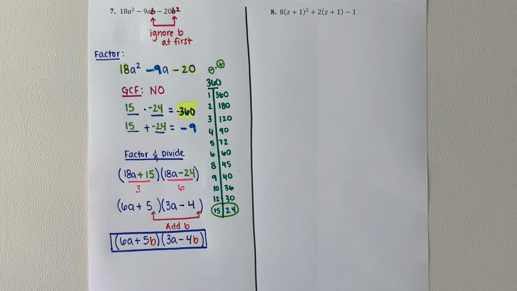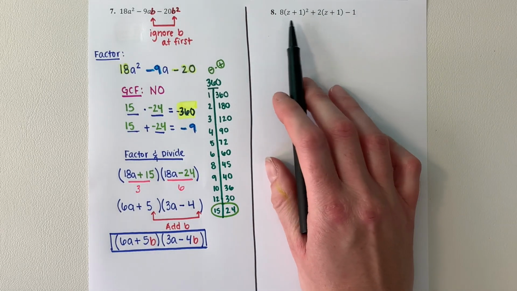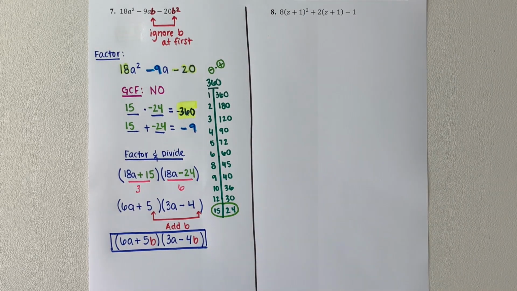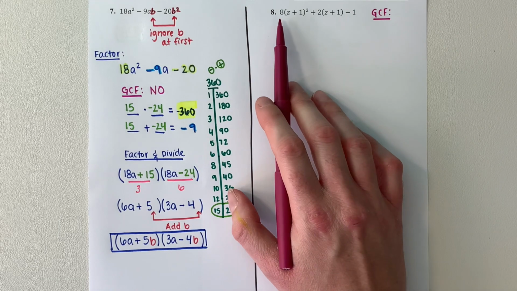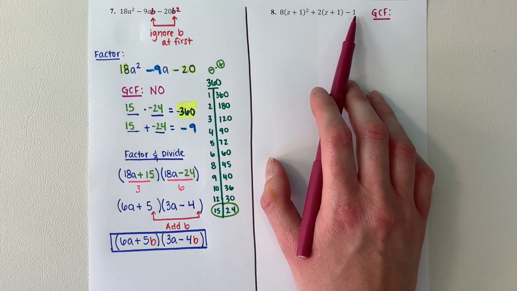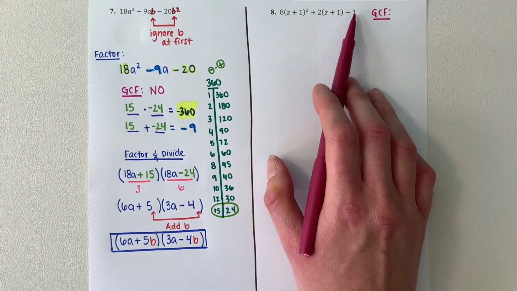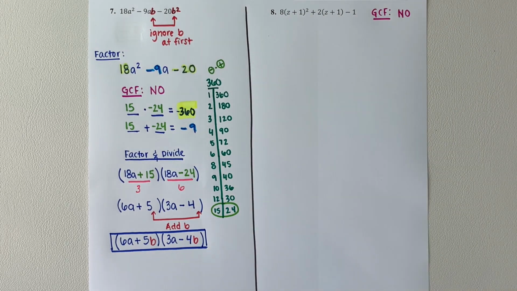Let's take a look at one last type of factoring problem. Now, this factoring problem doesn't quite seem to fit the mold of any of the types of factoring problems we've talked about. Let's start by checking for a GCF. Examine the coefficients here, 8, 2, and 1. There's no number other than 1 that multiplies into these coefficients, so there is no GCF.